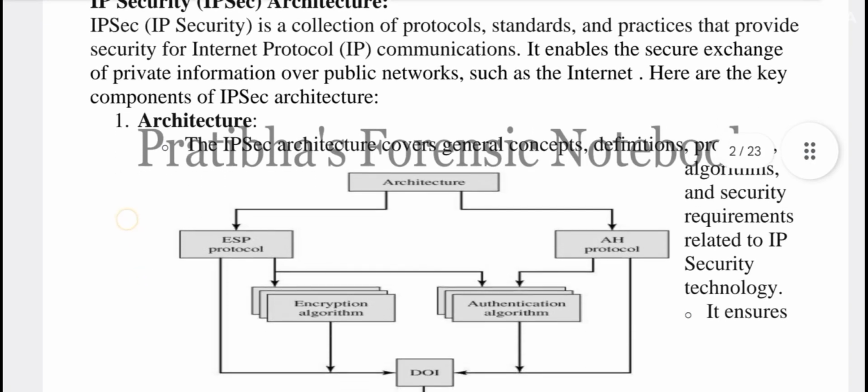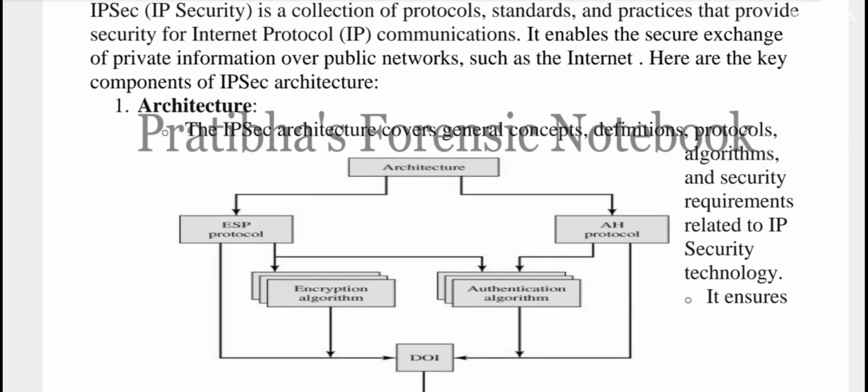As you can see in the diagram, the architecture includes protocols such as the ESP protocol and the AH protocol. ESP is Encapsulating Security Payload and AH is Authentication Header protocol. These protocols are used to maintain the confidentiality, integrity and authentication of the data. The ESP protocol uses an encryption algorithm to maintain confidentiality services, and the AH protocol uses an authentication algorithm to maintain integrity and authentication services.